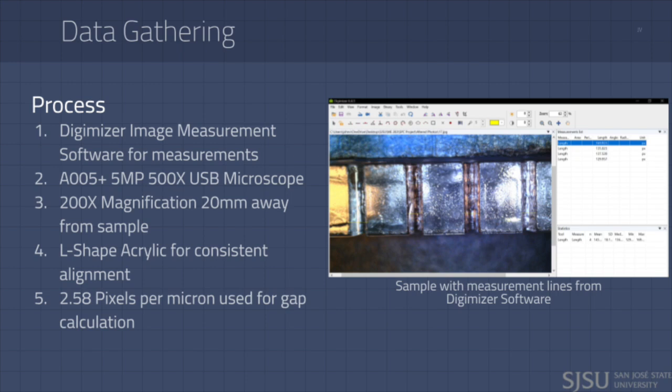After several iterations on different samples, we found that a 200x magnification and a 20 millimeter gap from our sample to the lens would allow us to acquire clear enough images to distinctly identify edges created by the laser cutter. We created an L-shaped acrylic part that would be used as a jig for alignment with the camera for all of our iterations. It was found that with this given distance to the microscope, as well as its magnification, there would be 2.58 pixels per micron. This value allows us to calculate the kerf width.